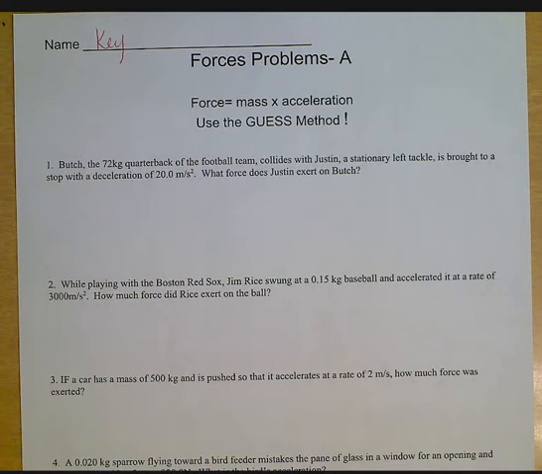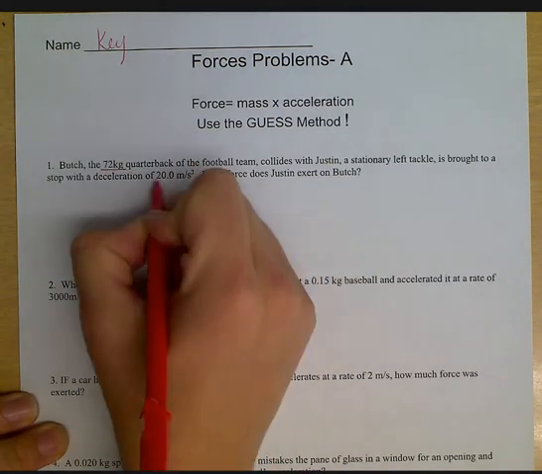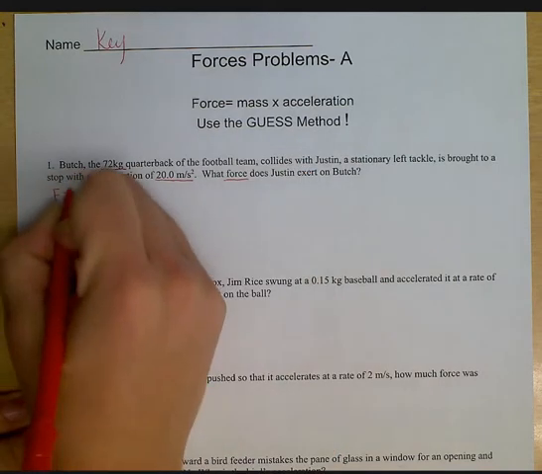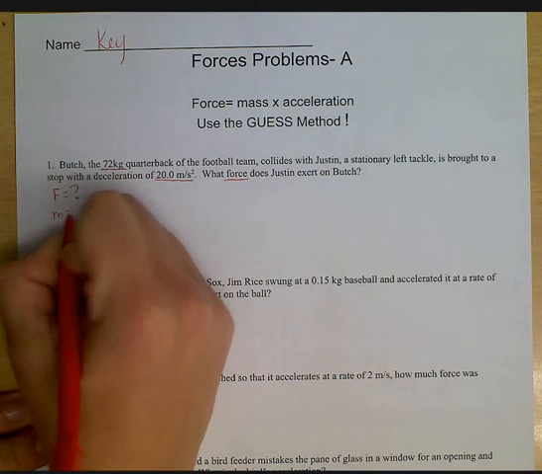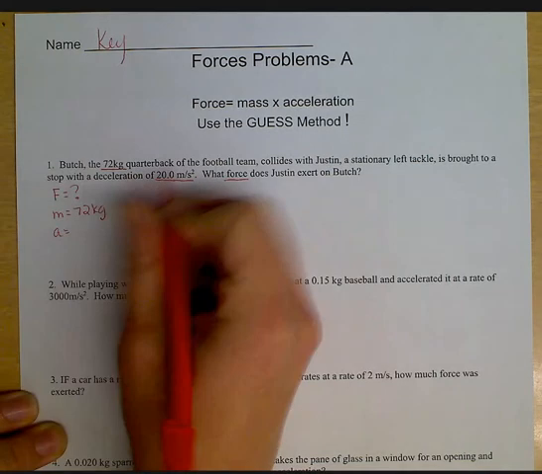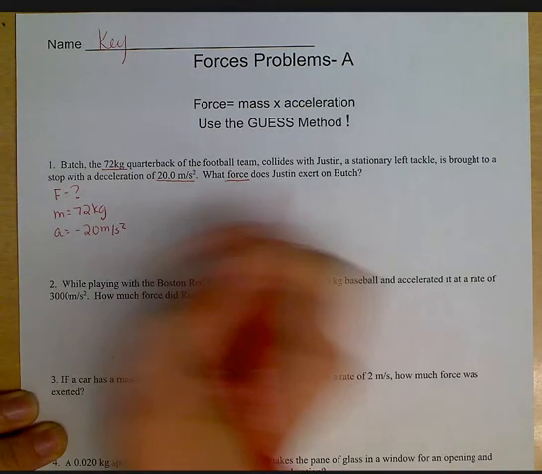Number 1. Butch, the 72-kilogram quarterback of the football team, collides with Justin, a stationary left tackle, and they're brought to a stop with a deceleration of 20 meters per second squared. What force does Justin exert on Butch? Okay, so we have 72 kilograms, we have 20 meters per second squared, and we're looking for our force. So I'm going to write those things out. Force is my unknown. My givens are 72 kilograms of mass, and my acceleration is actually a negative 20 meters per second squared because it's decelerating.